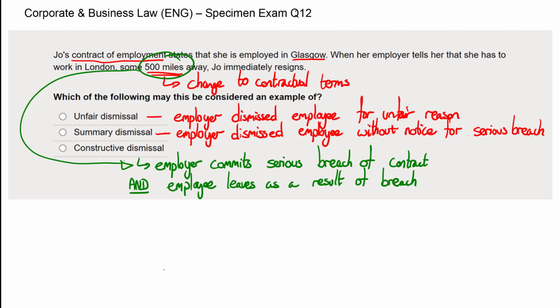Did the employee leave as a result of the breach? The key word here is immediately. In other words, if Jo had continued to work for a number of weeks and then resigned, that would not be constructive dismissal. The situation here, we can see she has clearly left as a result of the breach. Therefore, we would be looking here at constructive dismissal.